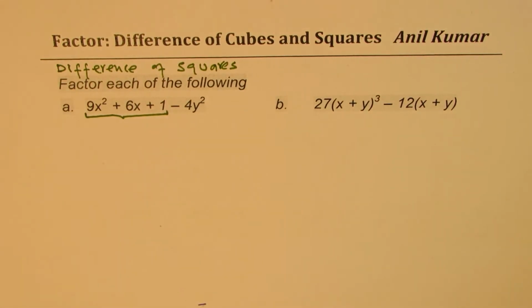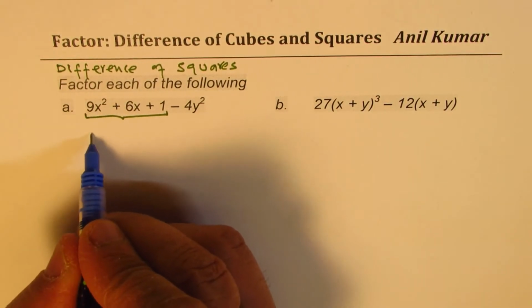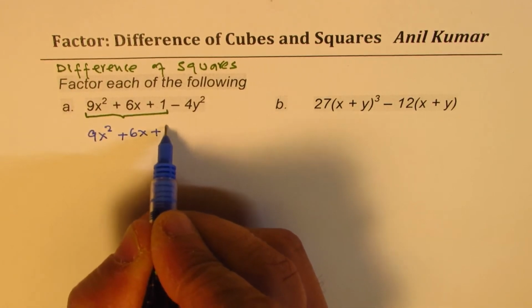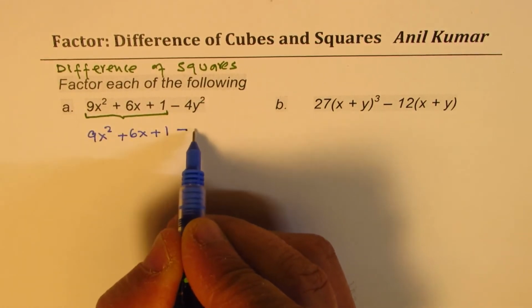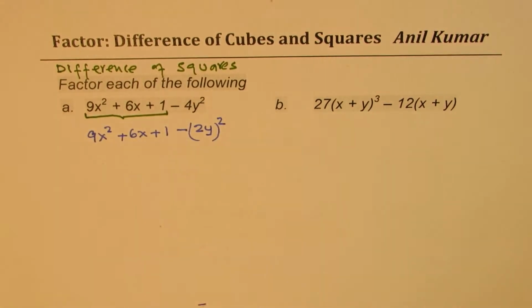Now, how could we get a perfect square by this trinomial? Well, let's rewrite and try to understand. So what we have here is 9x squared plus 6x plus 1. And this could be written as a perfect square, clear.